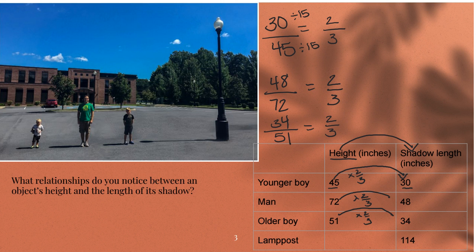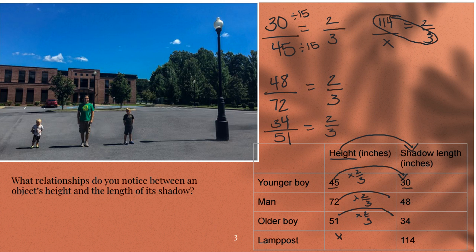Now, I do not know the height of the lamppost, and since I don't know it, I'm going to call the height x. So now, if I do the same thing, I would have 114 over x because I have my shadow height on top and my height on bottom, and I'm going to set that equal to 2/3 to figure out what it's going to equal. And I'm going to do my cross multiplying and divide.